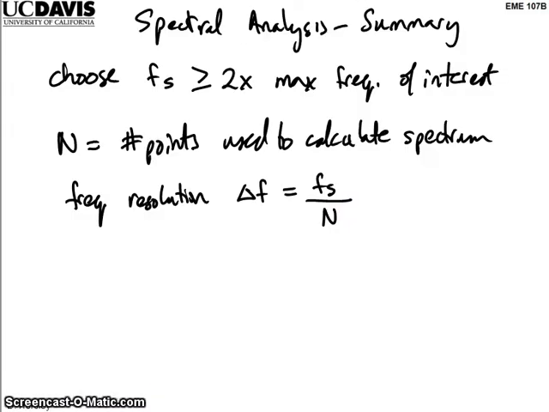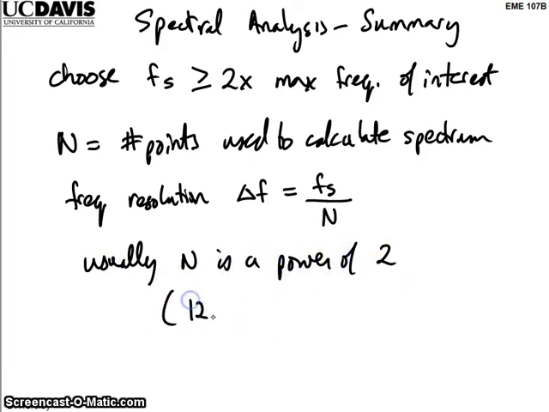Last thing I'll say is that usually n will be a power of 2. For example, it'll be like 128 points, 256 points, 512 points, and so on and so forth.